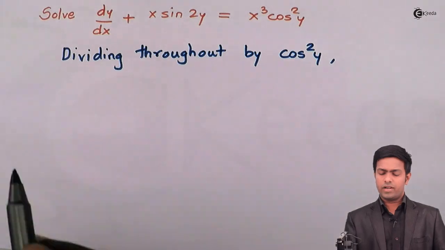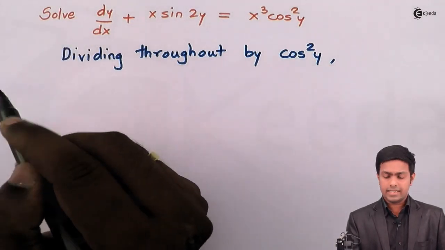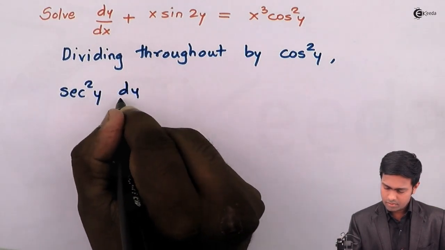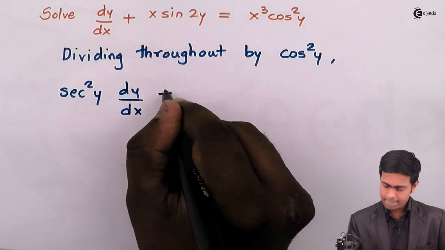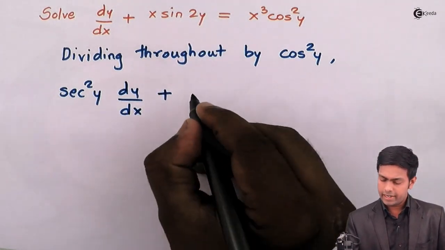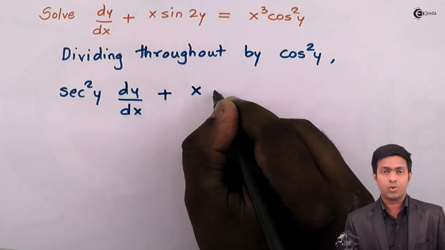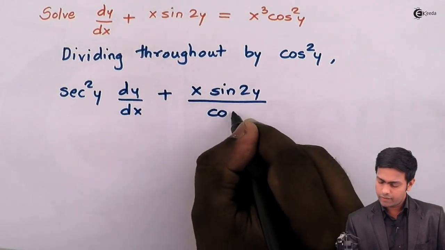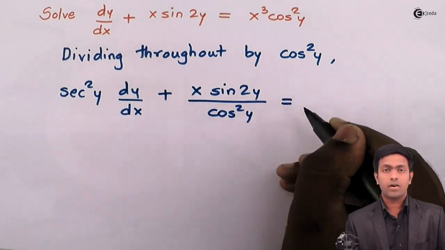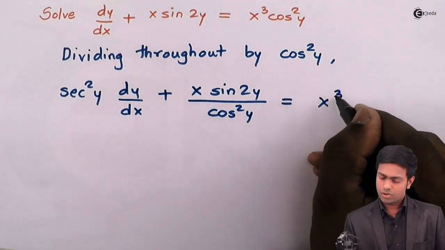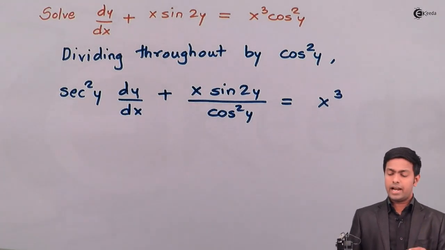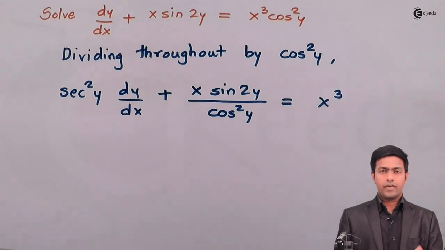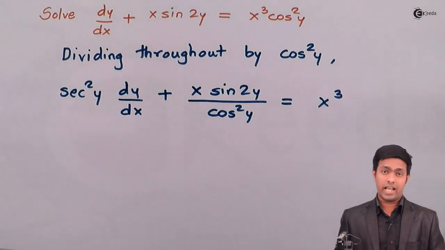So by doing this, here we will get 1 upon cos square y, which is sec square y, here we will get x into sine 2y upon cos square y, and here we will just get x cube. So what I did is I removed that y term from the right hand side. That was my objective. Why? Because we can get that q as a function of x.